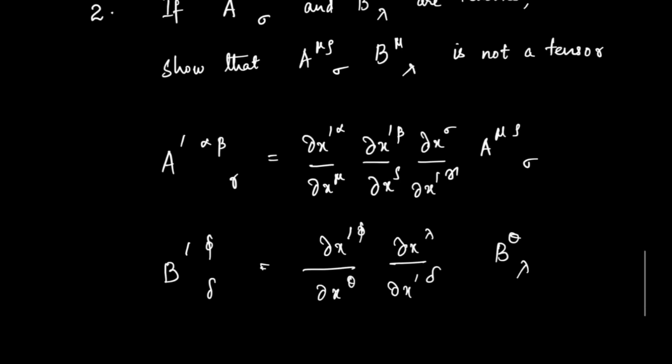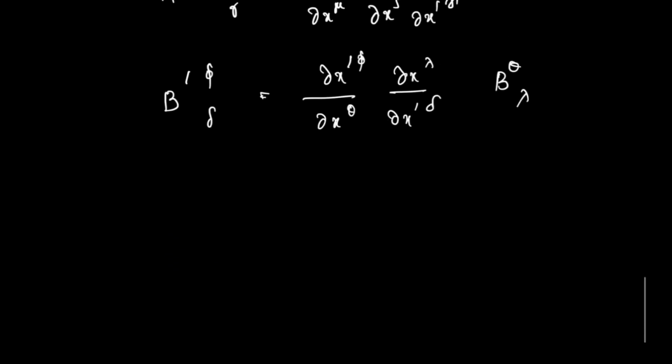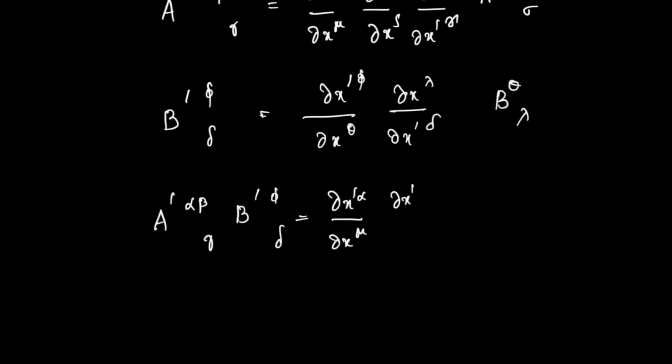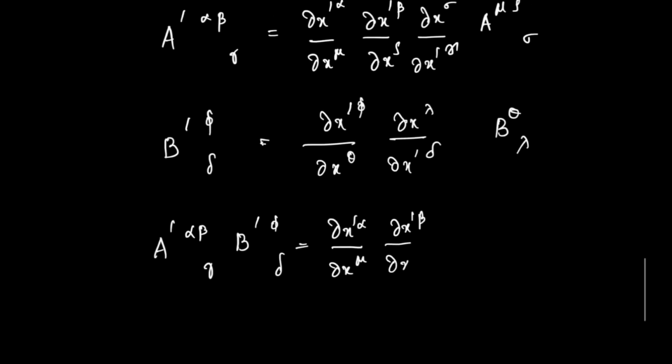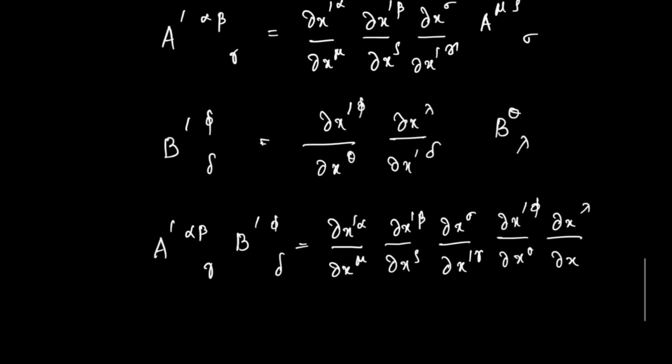Okay, now I have to multiply these two. A prime alpha beta gamma B prime phi delta is equal to partial derivative of x prime alpha with respect to x mu, partial derivative of x prime beta with respect to x rho, partial derivative of x sigma with respect to x prime gamma, partial derivative of x prime phi with respect to x theta, partial derivative of x lambda with respect to x prime delta, then multiplied by A mu rho sigma and B theta lambda.